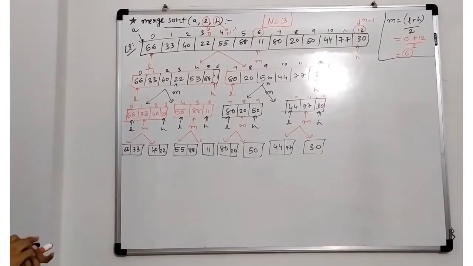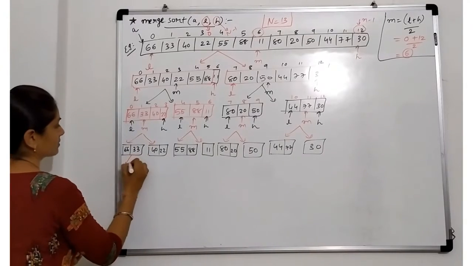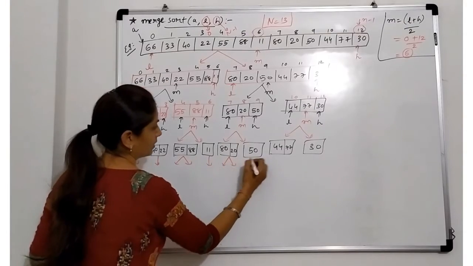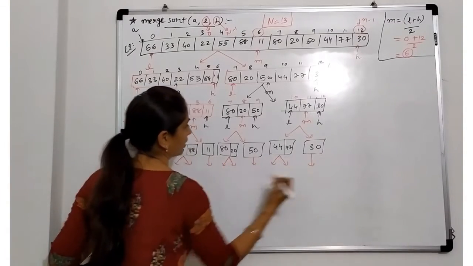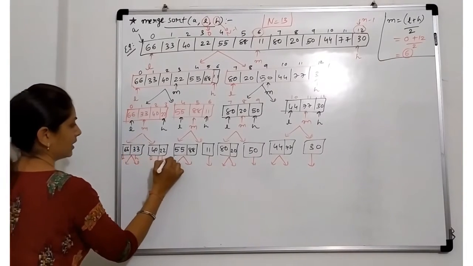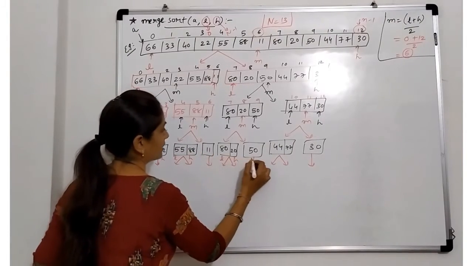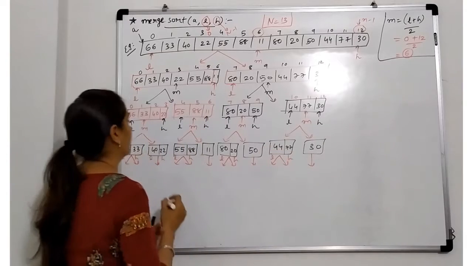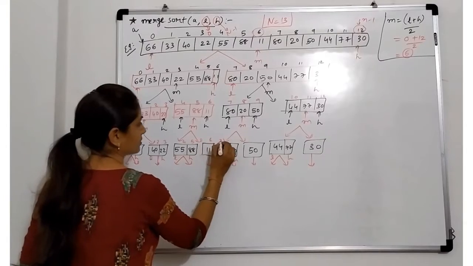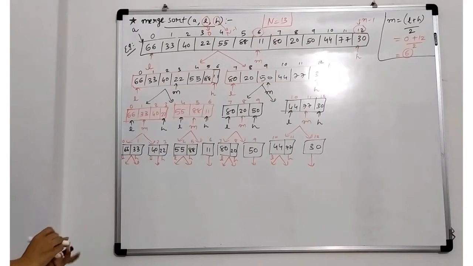Again apply this on the two-element parts. Here again we have to separate the array according to the same logic. Here is L, H, L, H, L, H. This is already separated. L, H, separated. L, H. Now the indexes are 0 to 12. Now find the M.